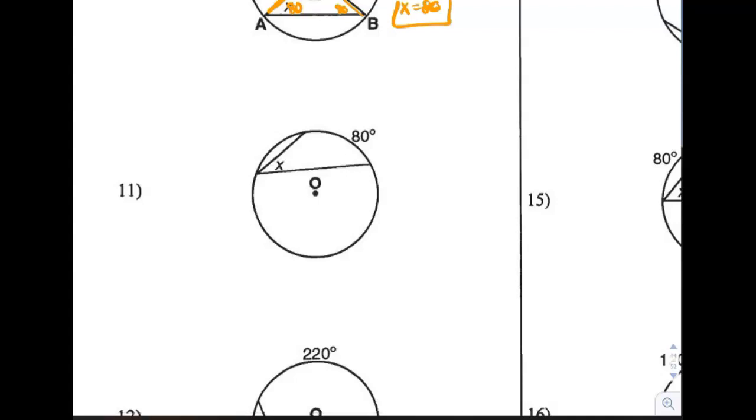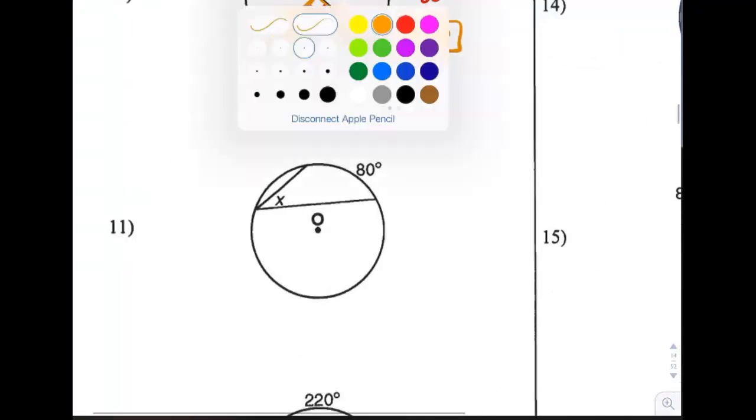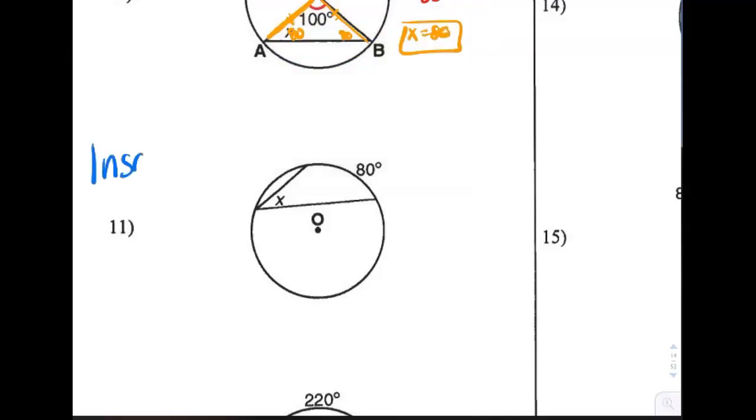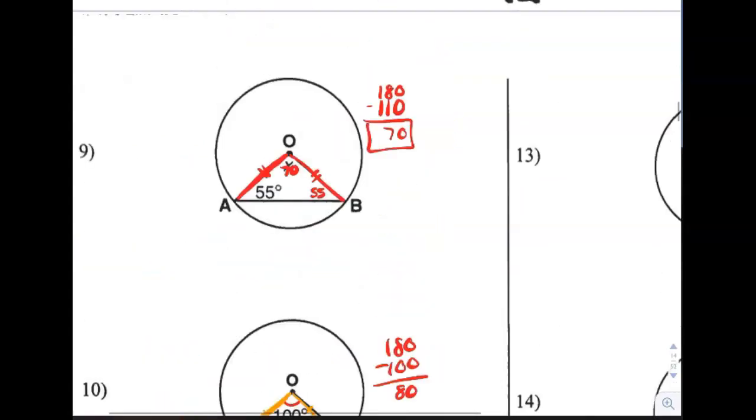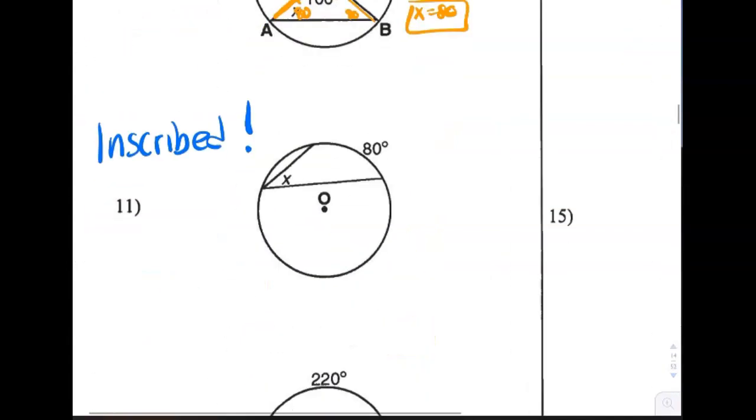Here's our very first inscribed angle. So I would change my thinking here to inscribed. The reason it's inscribed is on every other one that we've done so far, the vertex was always at the origin. This one is on the edge. So this angle here is like chopped off like that. I always extend it.